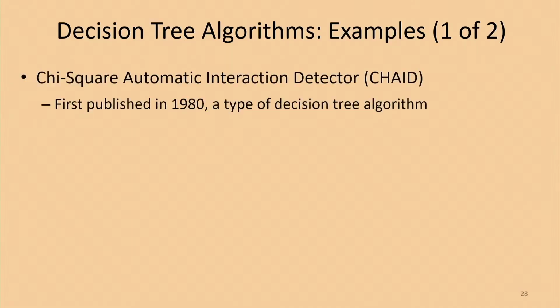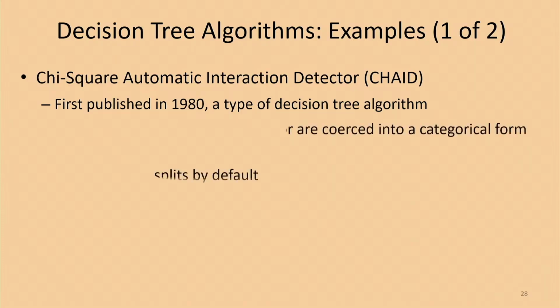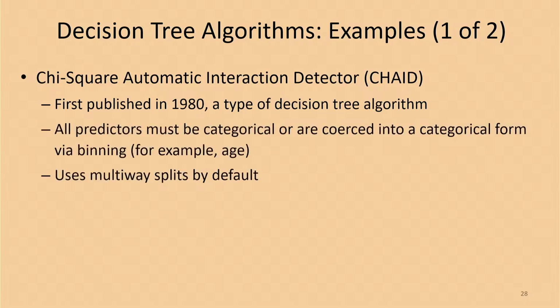The chi-square automatic interaction detector, commonly called CHAID, first published in 1980, is a type of decision tree algorithm. All predictors must be categorical or coerced into categorical form. What that means is, age is continuous, right? However, we make it categorical: 0 to 10, 11 to 20, 21 to 30, 31 to 40. So now we are binning. That's what binning is. Taking a continuous variable, we split it into categories.